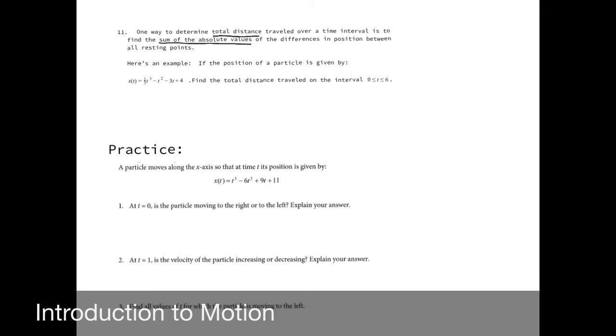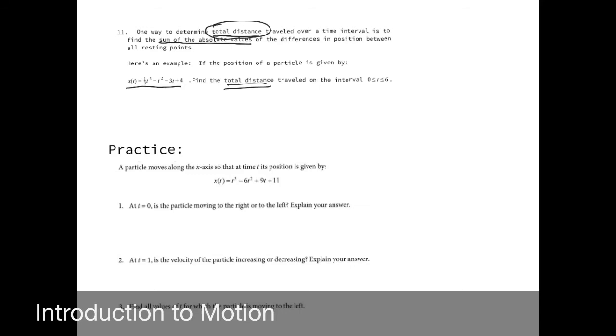Basically, this is giving the example of when a runner runs out and back: you didn't run 0 miles. That would be your displacement, your change in position. But rather, your total distance traveled would be the sum of the distance out and the distance back. So let's say we're looking at a function algebraically. x of t is 1/3 t cubed minus t squared minus 3t plus 4. So find the total distance traveled.